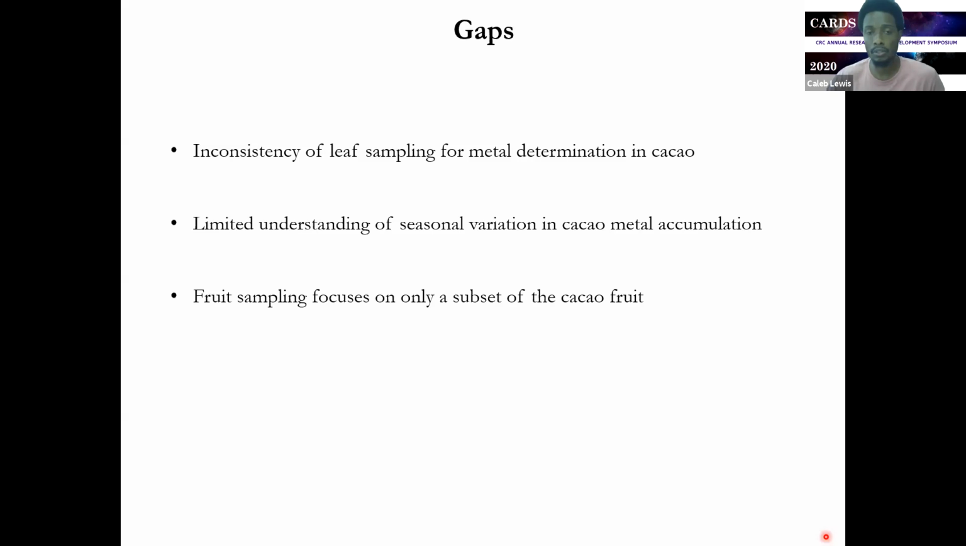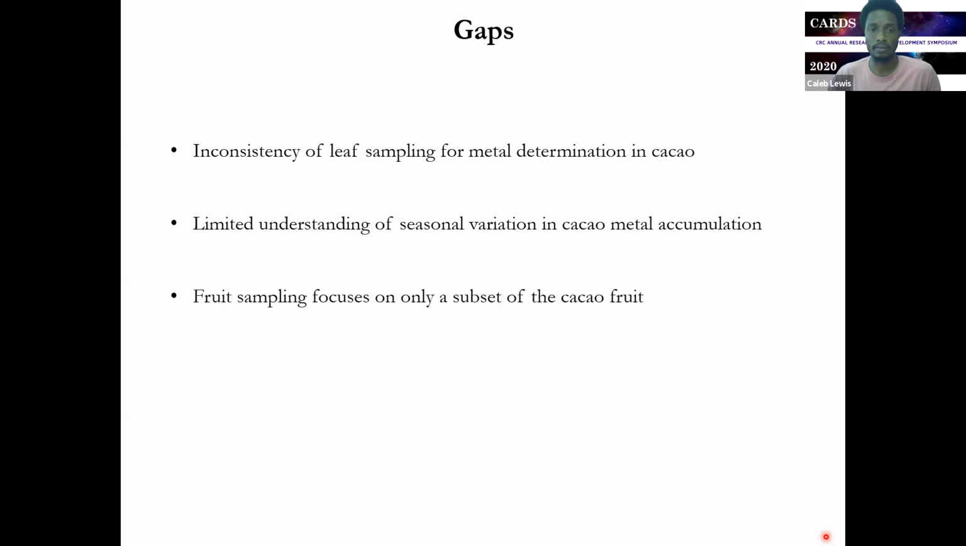During this time, I've identified some gaps in how we analyze and how we view the cadmium accumulation problem in cacao. One of the problems was the inconsistency of leaf sampling for metal determination in cacao found in the papers that publish cadmium studies in cacao, in the sense that there's no defined sampling method for leaf samples.